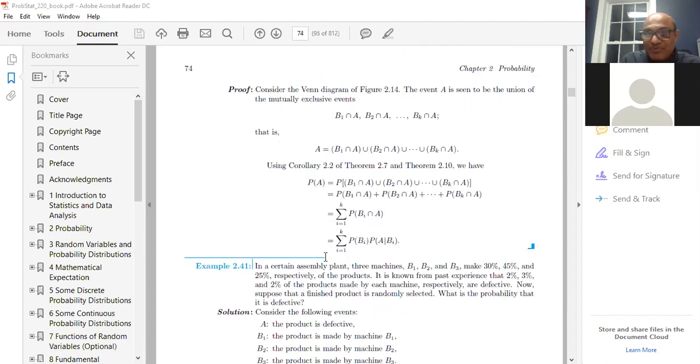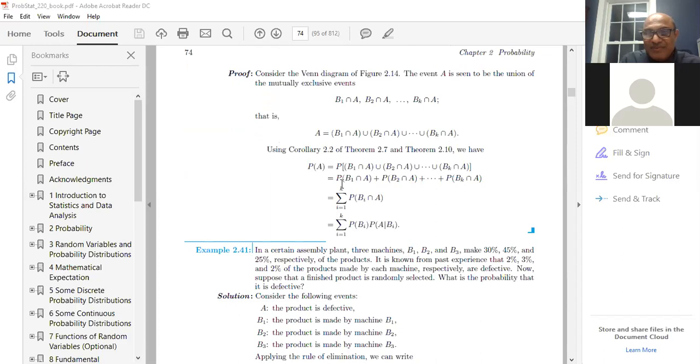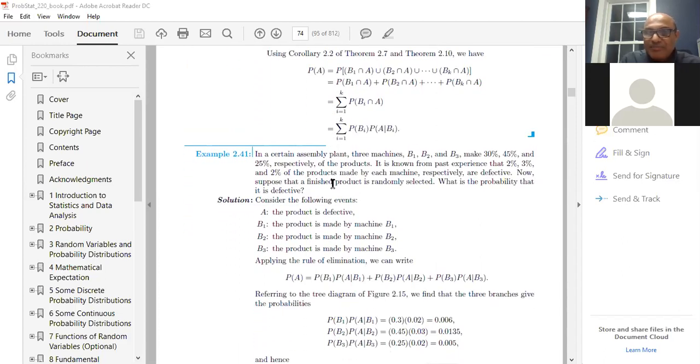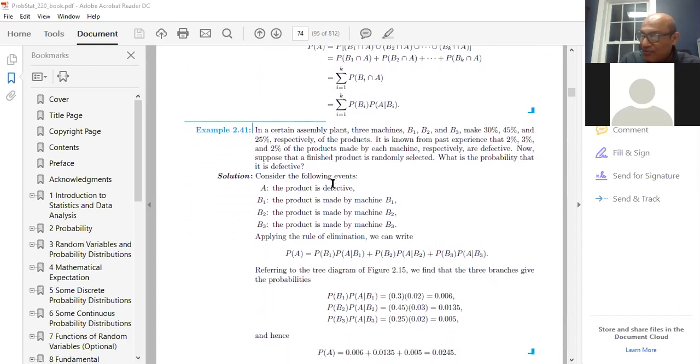So let me just go through one more example. This proof is really very simple if somebody is interested. Otherwise, let me skip this part and let's go for another example.